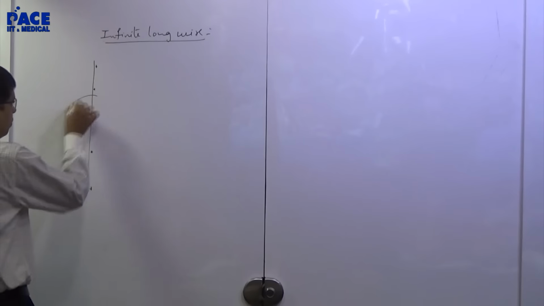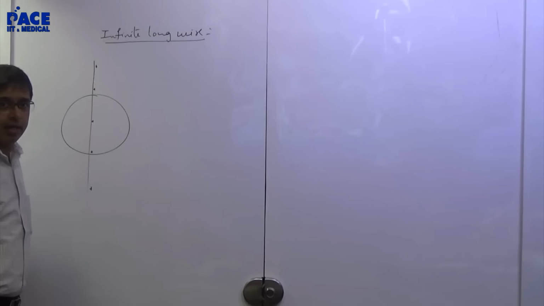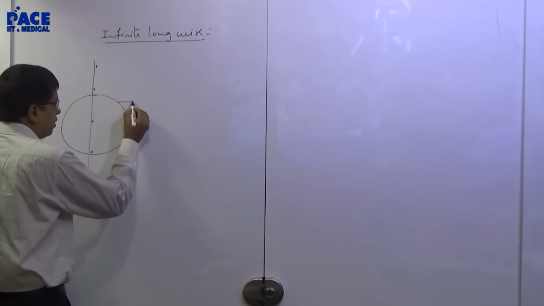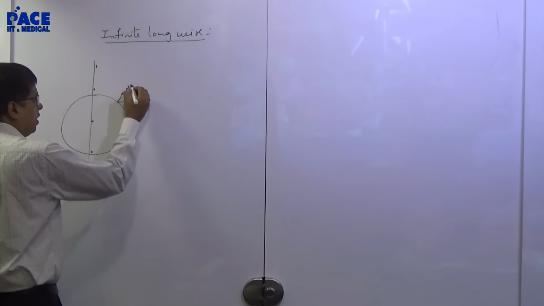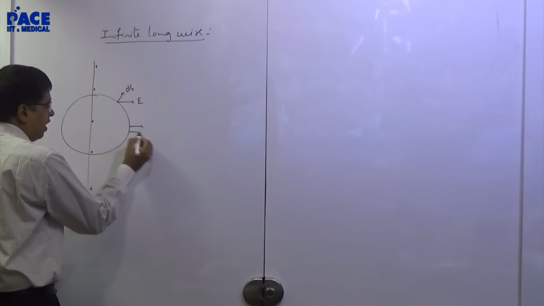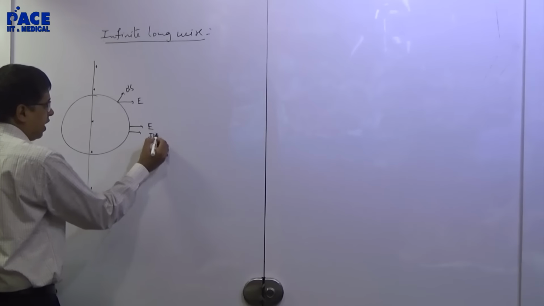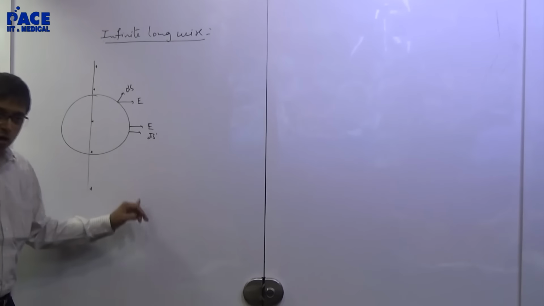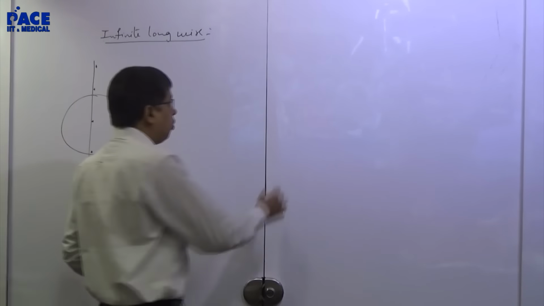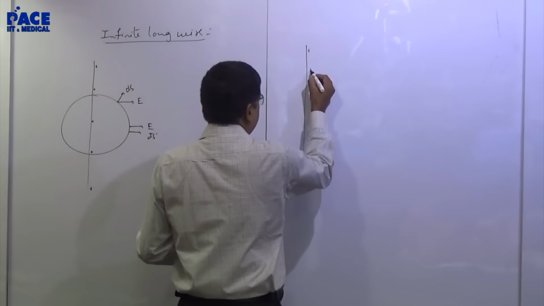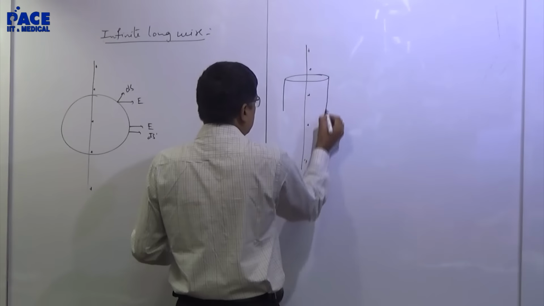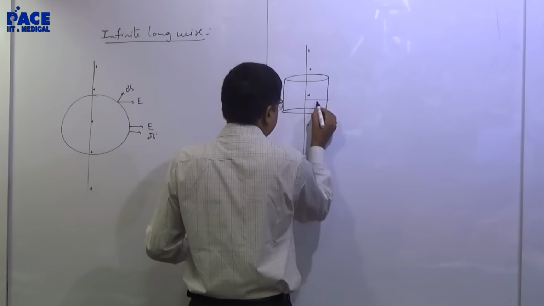Here, if I assume a Gaussian surface which is spherical, I am in trouble. The field will be this way, ds will be this way. Here field and ds will be this way. This angle keeps varying. I can tell you what the closed integral E dot ds is, but I cannot proceed further. So what kind of Gaussian surface will you assume for an infinite long wire? You will assume a cylindrical Gaussian surface.